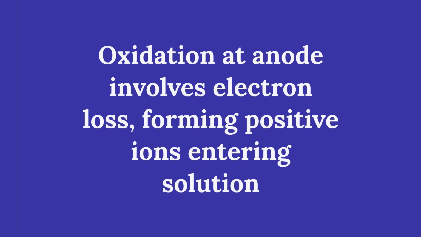At the anode, oxidation involves electron loss. The metal forms positive ions entering the solution. For example, zinc oxidizes to form zinc ions and electrons. This process makes zinc the reducing agent. Understanding anode reactions is key to grasping electrochemical processes.